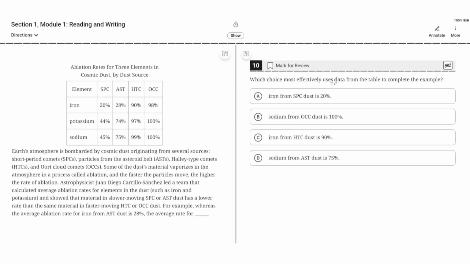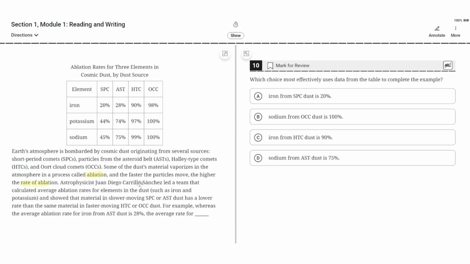Which choice most effectively uses data from the table to complete the example? Earth's atmosphere is bombarded by cosmic dust originating from several sources: short-period comets, SPCs, particles from the asteroid belt, ASTs, Halley-type comets, HTCs, and Oort cloud comets, OCCs. Some of the dust's material vaporizes in the atmosphere in a process called ablation, and the faster the particles move, the higher the rate of ablation.